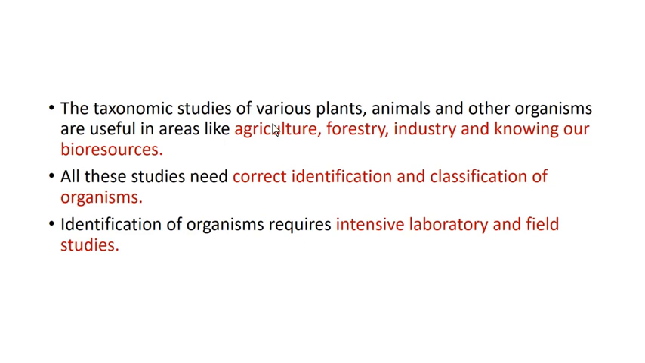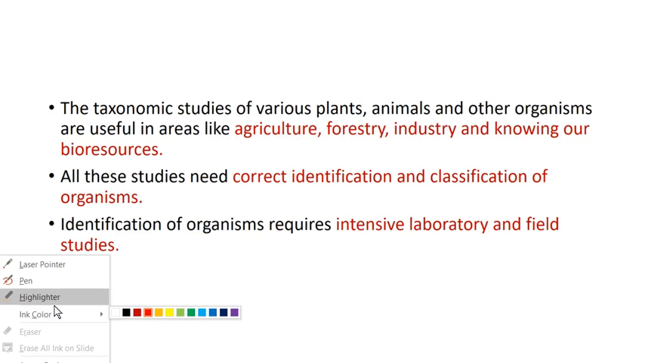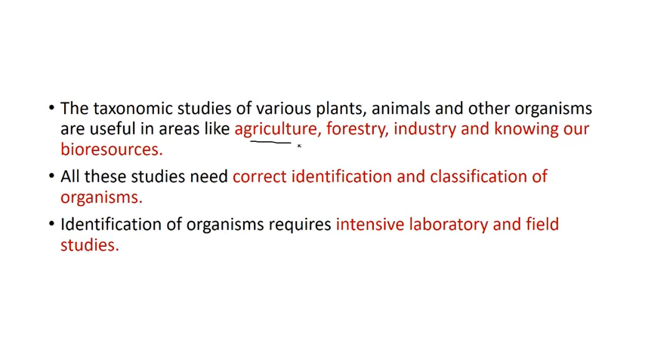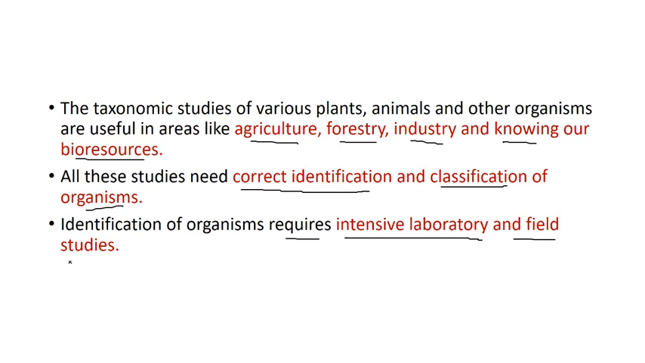Now, the taxonomic studies of various plants and animals and other organisms are useful in different areas. For example, they are used in agriculture, forestry, industry, and knowing our bioresources. All of these studies need correct identification and classification of the organism. Now, identification of organisms requires intensive laboratory and field studies.